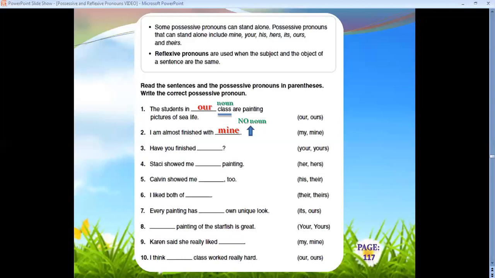Great job. Let's continue. Have you finished? I have your and yours. Here also I don't have a noun. Have you finished yours? I'm asking a question here. That's why I put a question mark.